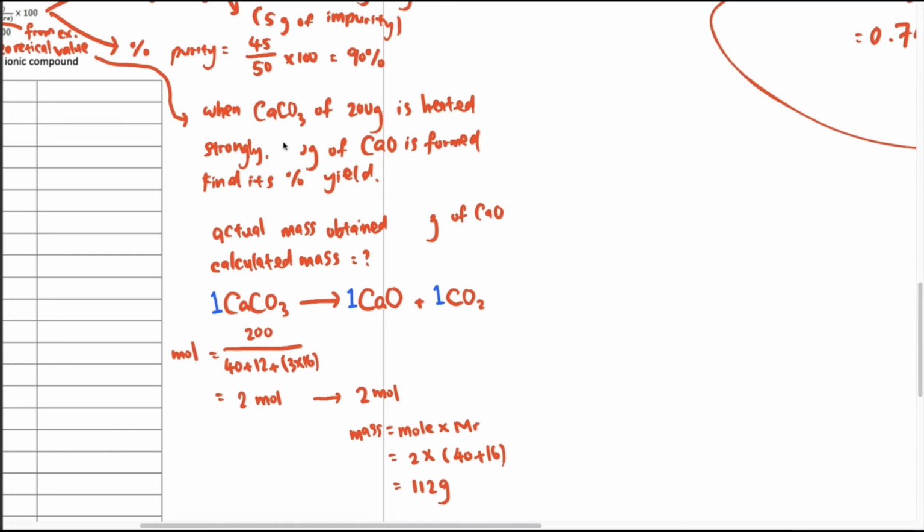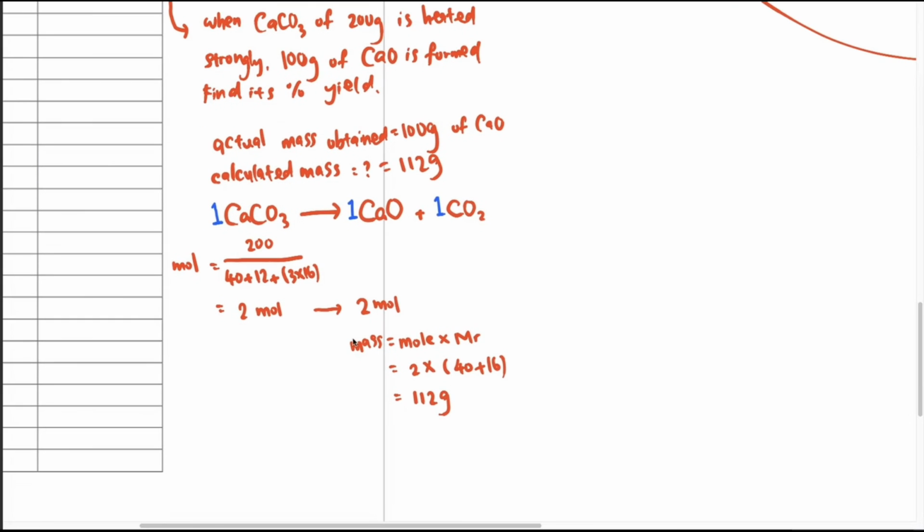Let's say I just obtain 100 gram of calcium oxide through experiments. So actual mass obtained is 100 gram. From experiment we get 100 gram, but when you do calculation based on theory, you get 112 gram. So calculated mass is 112 gram.